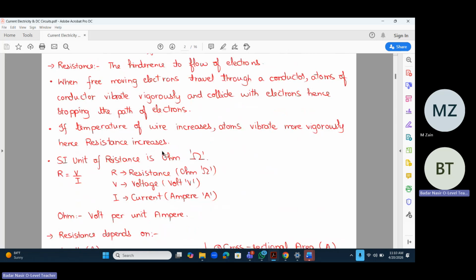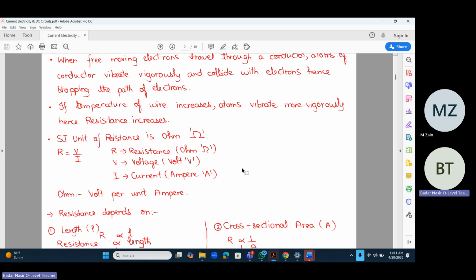Next, resistance. What is resistance? It is the hindrance to the flow of electrons. When free electrons travel through a conductor, atoms of the conductor will vibrate vigorously and they collide with the electrons, hence stopping the path of electrons. If the temperature of the wire increases, atoms vibrate more vigorously and the resistance will also increase. The SI unit of resistance is ohm. So the formula of resistance R is equal to V over I.